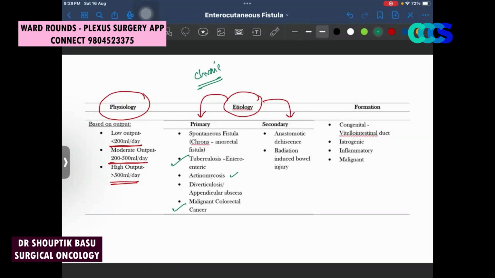Secondary, if you have, say, anastomotic dehiscence. So this is one of the most common reasons why we have EC fistulas: because of our surgical technique. And of course, we have radiation enteritis also.